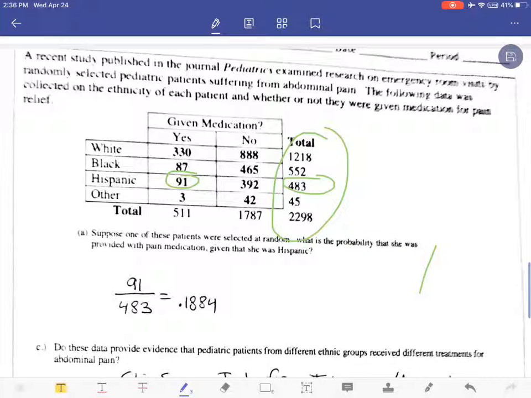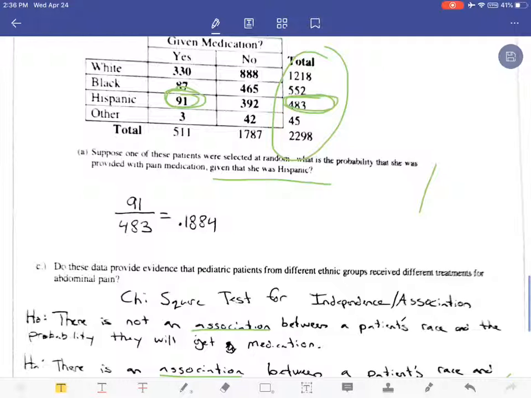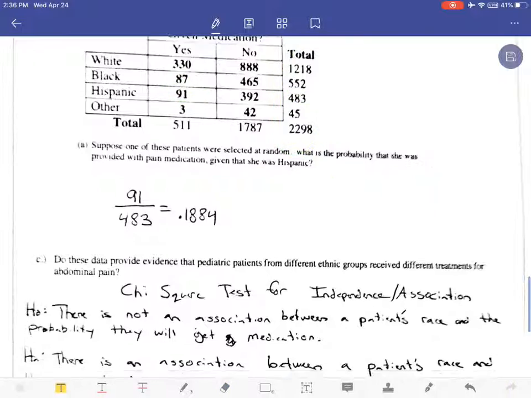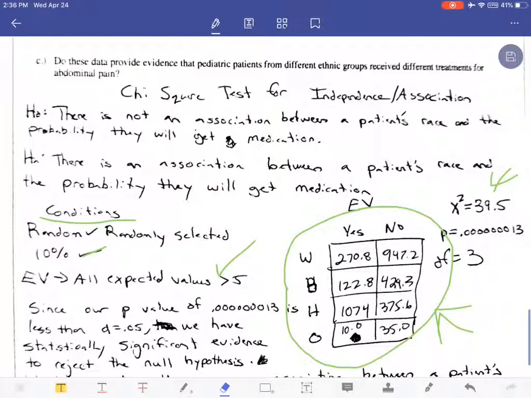So just like we reviewed a couple classes ago, we want to look to see if there's any restrictions. We have a restriction where it says given that she was Hispanic. So we're just going to look at the total for Hispanic, which is 433. Then the number that got medication was 91, so we divide those and we get 18.84%. So yeah, that was part A, pretty straightforward. Now the rest of this is our significance test. Erase all this so we can start nice and fresh on this problem.